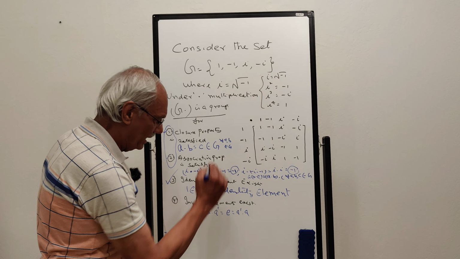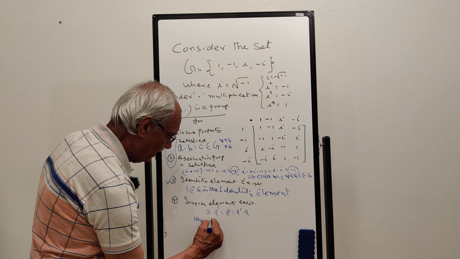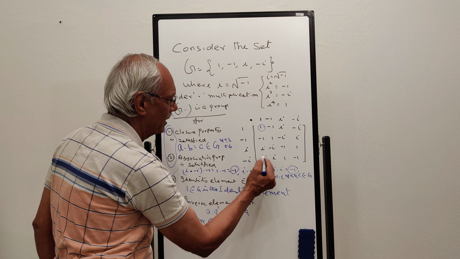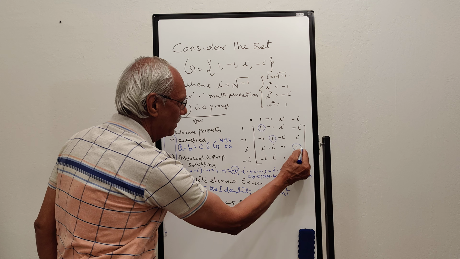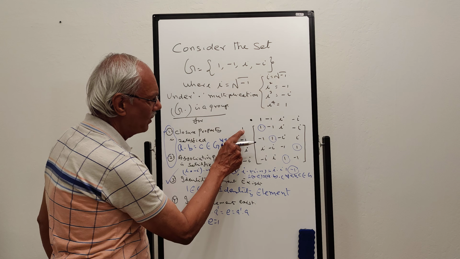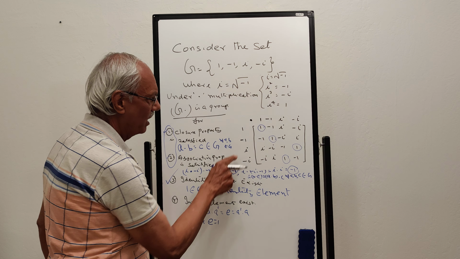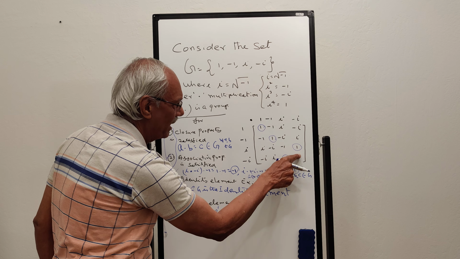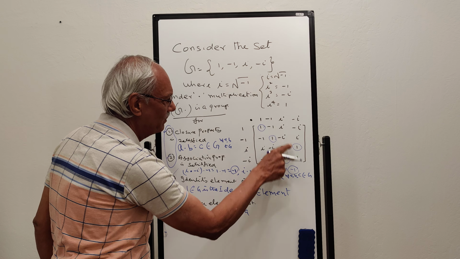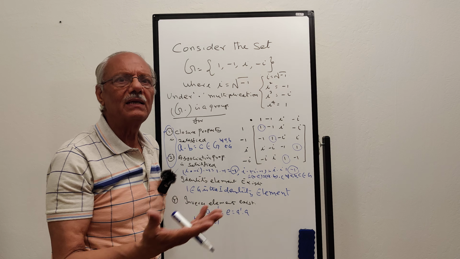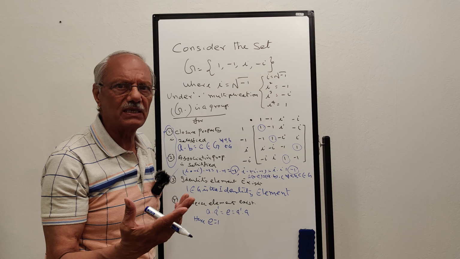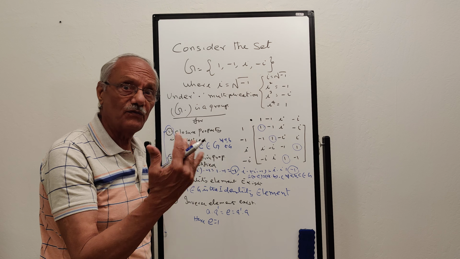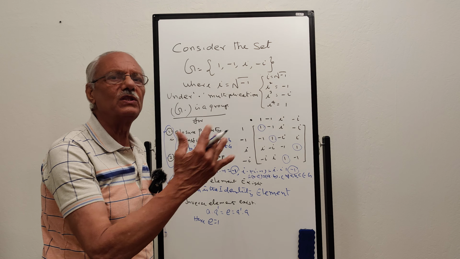Now you can find that here E is equal to 1, the identity element is equal to 1. So for this 1, the inverse is 1. For minus 1, its inverse is minus 1. For I, its inverse is minus I. For minus I, its inverse is I. That means every element has its inverse in the same set. Therefore, the inverse elements are also present, the fourth property is satisfied, and therefore this becomes a group.